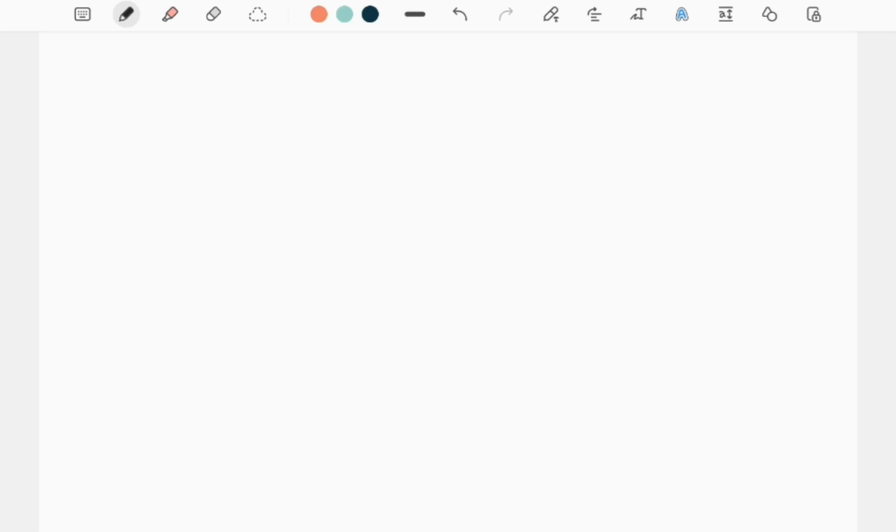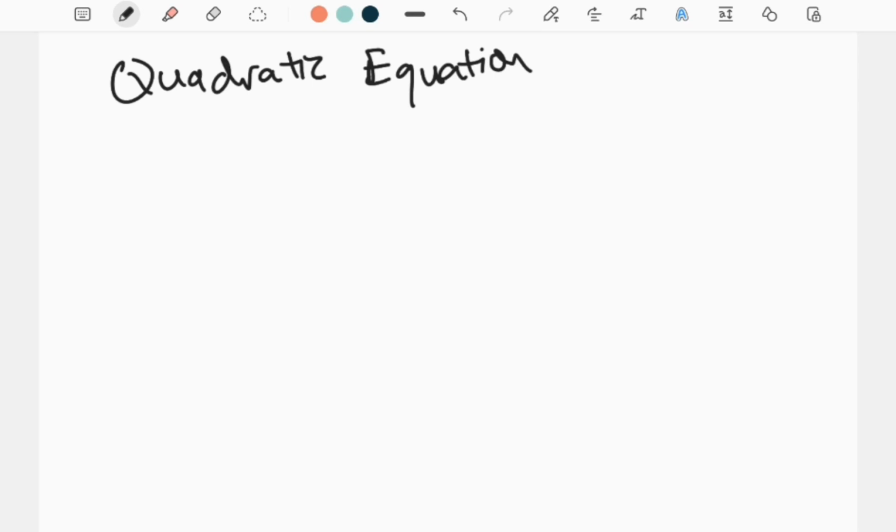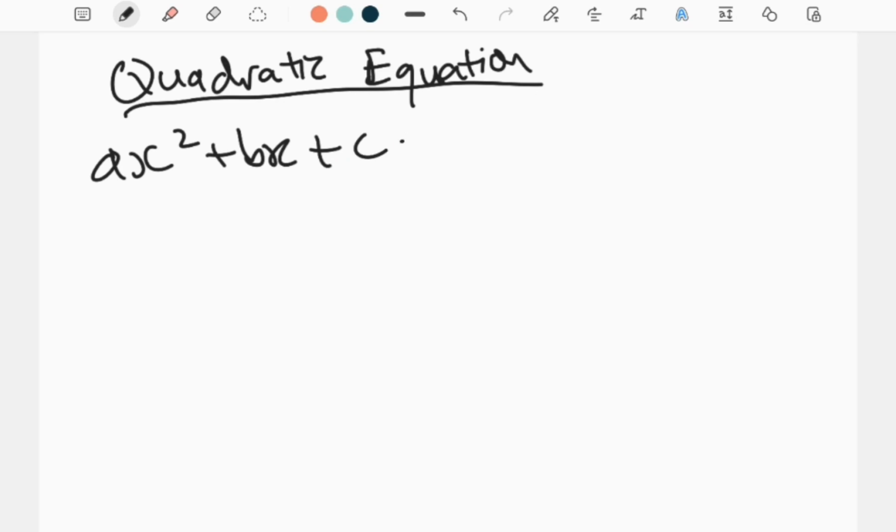Okay, so today we're going to solve a quadratic equation. A quadratic equation comes in the form of ax squared plus bx plus c equals 0.